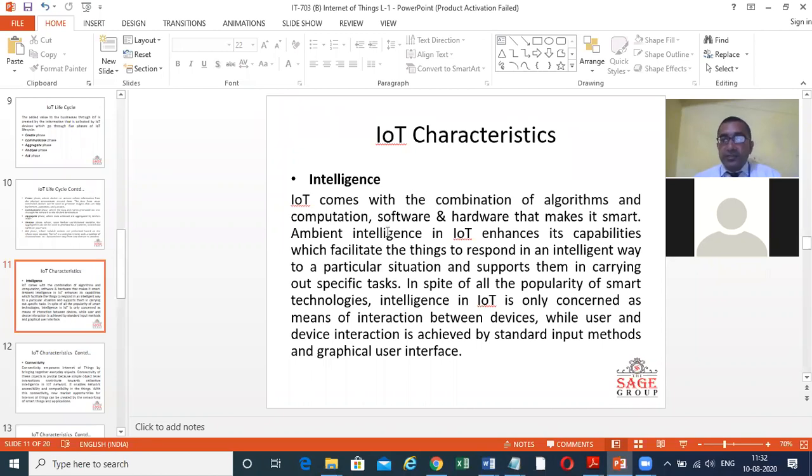Now the IoT characteristics, where the first is intelligence. IoT comes with a combination of algorithms and computation, server, software and hardware that make it smart, as we discussed earlier. That is the intelligence.